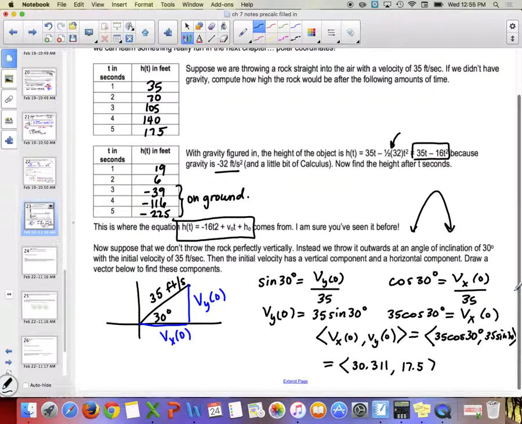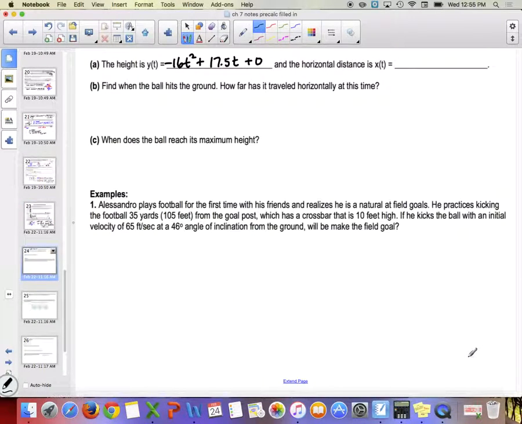In the equation below the table, is it supposed to be t squared, or is it supposed to be t? It's t squared, yeah. Okay. All right, and your x component is 30.311, so we're saying for every single second, it's going 30.311 feet.